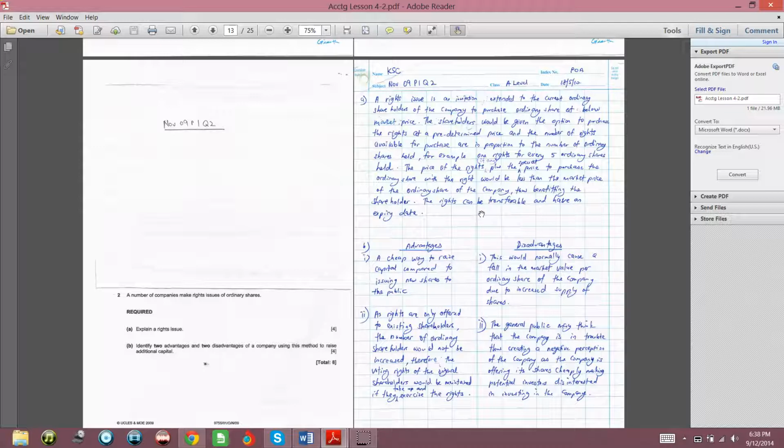Okay, what I want to add on over here is, in the exam, please don't leave things like this blank. So you see, after going through all this lesson, you have already understood what is a rights issue.